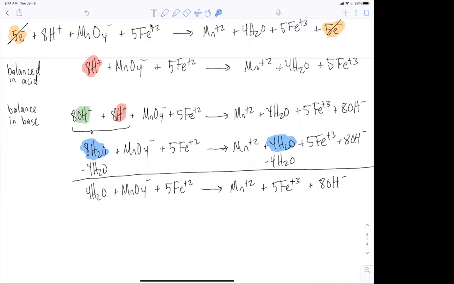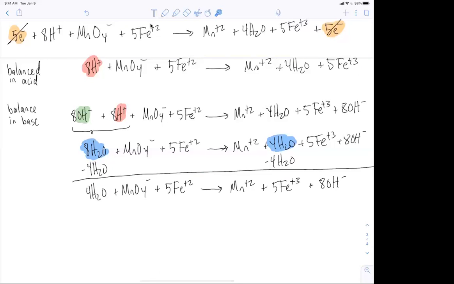So this is what it's balanced in base. In acid, we balance out everything with H plus. In base, we know that there's not going to be any H plus in the final reaction because we're in base, right? We know that the concentration of H plus in a basic solution is virtually nothing. And so we have to go through this extra step where we add in OH minus. And we combine that with the H plus and that gives us water.